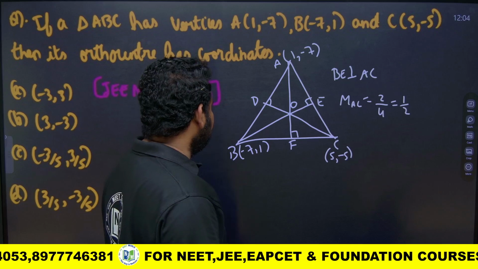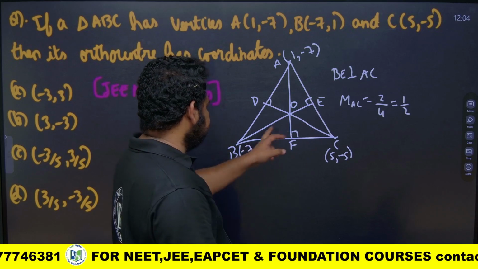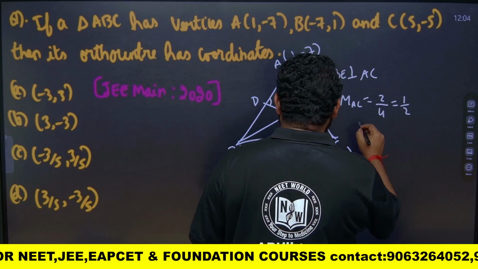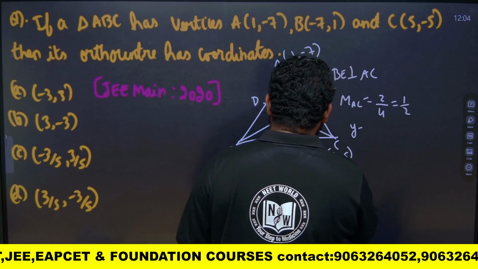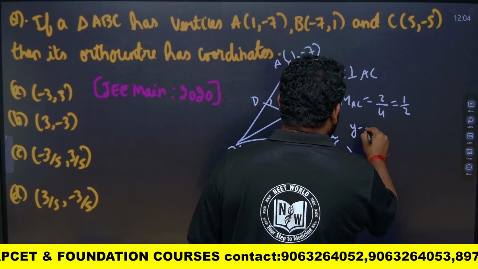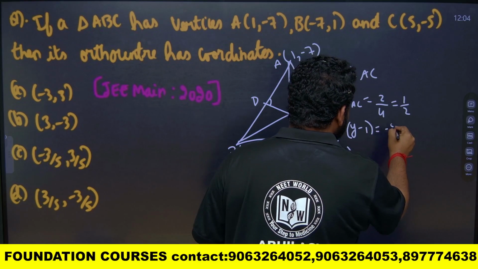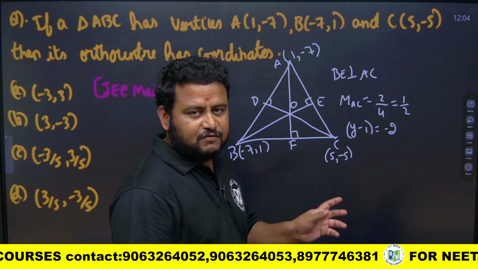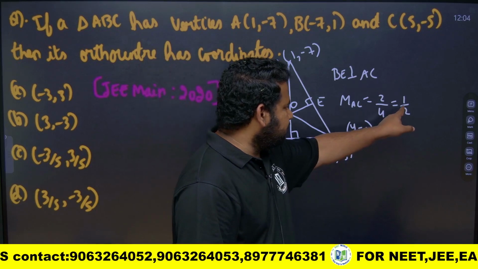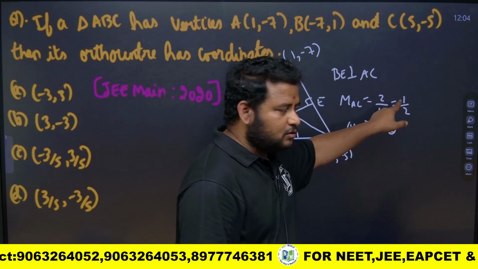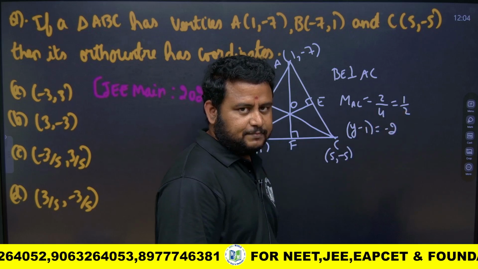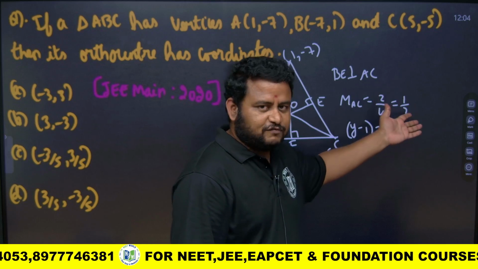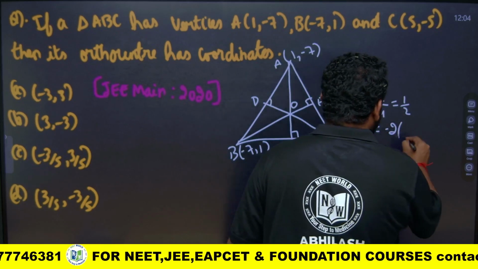Now if I want to find the equation of this line BE, I take y minus y1, where y1 is 1, into the slope. Here it will become minus 2 because it is a perpendicular line. The product of the slopes of perpendicular lines, m1 m2, is equal to minus 1. Here AC has slope 1 by 2, so the other slope will be the negative reciprocal, that is minus 2. This is into (x minus x1).